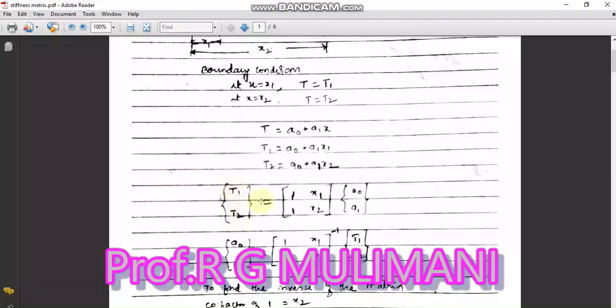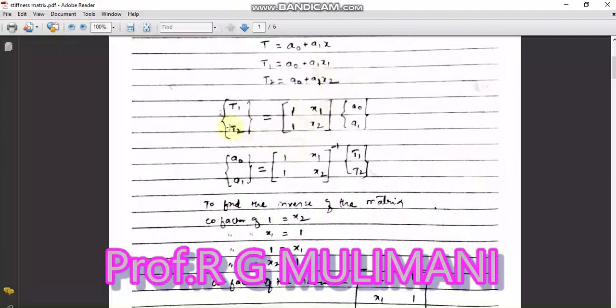These are the nodal temperatures, and they are expressed in terms of the constants a0 and a1. In the first equation, the coefficients of a0 and a1 are 1 and x1. Similarly, the coefficients of the constants a0 and a1 in the second equation are 1 and x2. The nodal temperature vector equals the coefficient matrix times the constant vector. So to find the constants a0 and a1, we can write in this fashion.